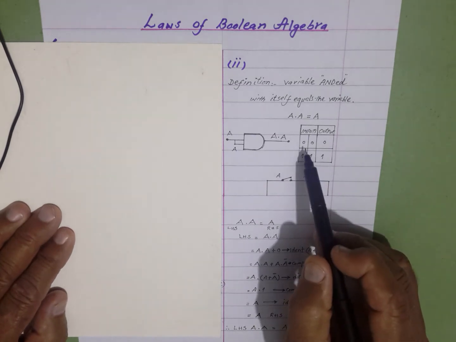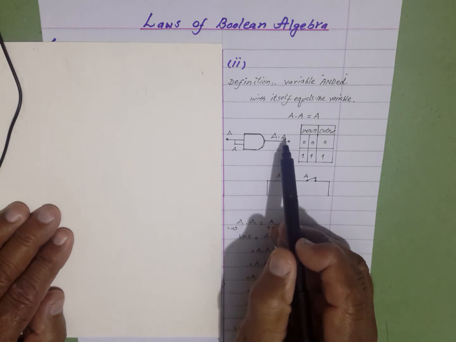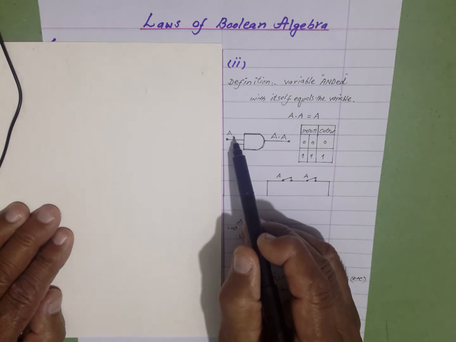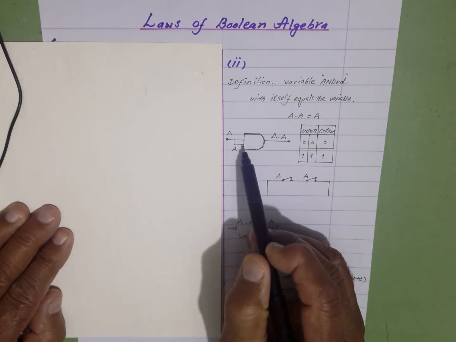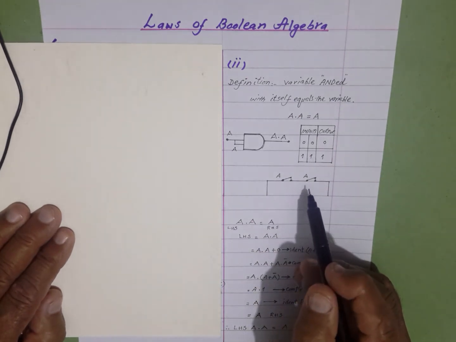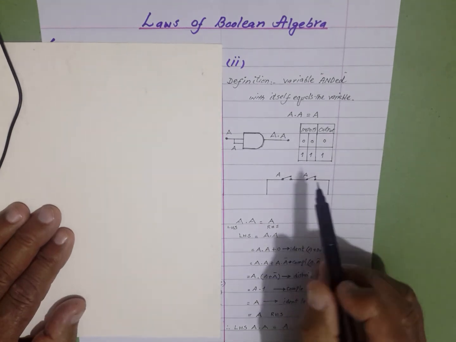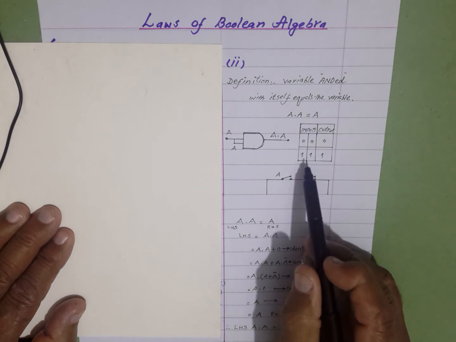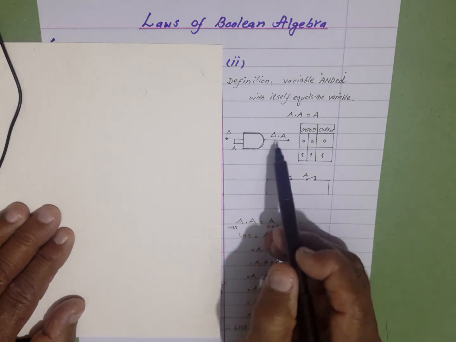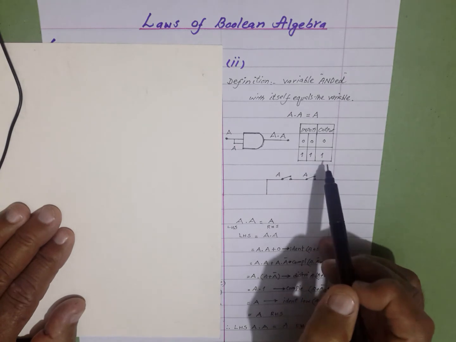The truth table says when both the inputs are 0, 0, 0 here and 0 here, 0 into 0 is 0. When both inputs are 1, when you apply logic 1 voltage, this is appearing on the second terminal also. 1, 1, the output is 1. It can be represented by two switches in series. Both switches open means 0, 0, output 0, no current flowing. Both switches closed mean logic 1, 1, output is 1. Whatever is the input here, the same is the output. If it is 0 here, the output is 0. If it is 1 here, the output is 1.